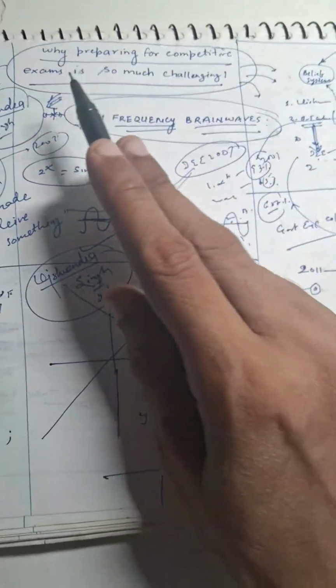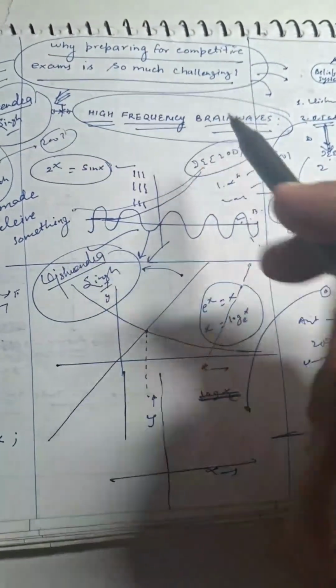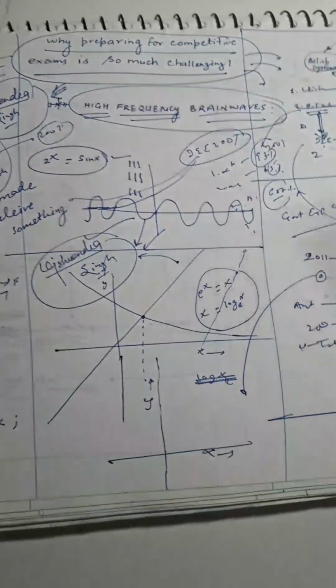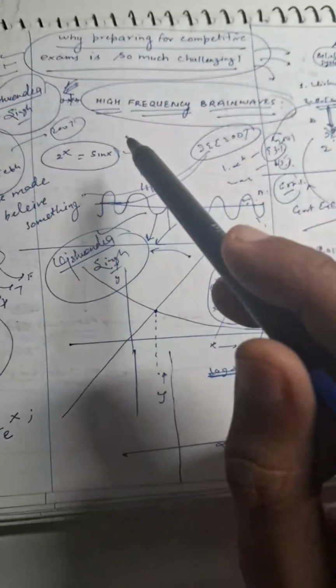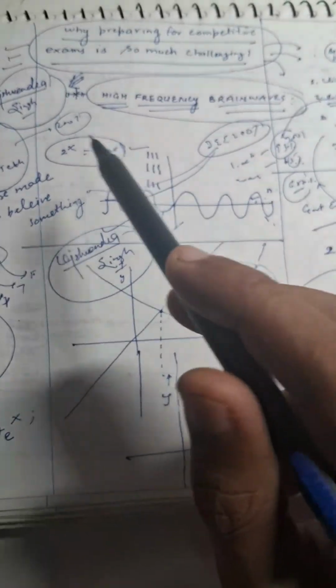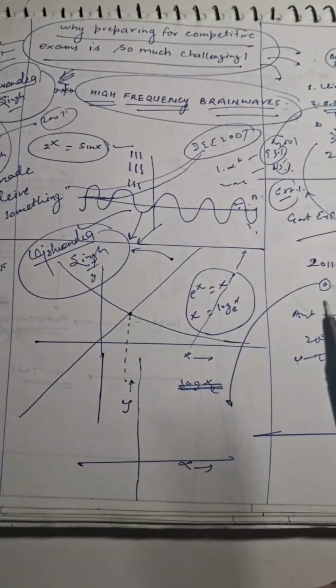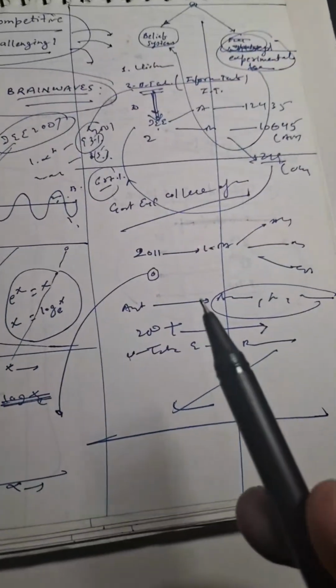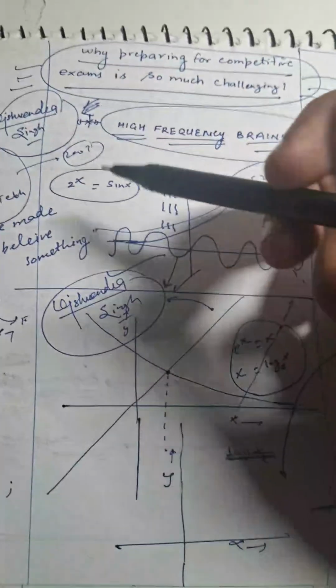Now there is an education psychology based video on why preparing for a competitive exam is so challenging, because it uses high frequency brain waves. Let's discuss one question. Suppose I give you that 2 raised to power x is sin x, find values of x. If you analyze this question, it requires high brainwave frequencies. There is no simple explanation to this.